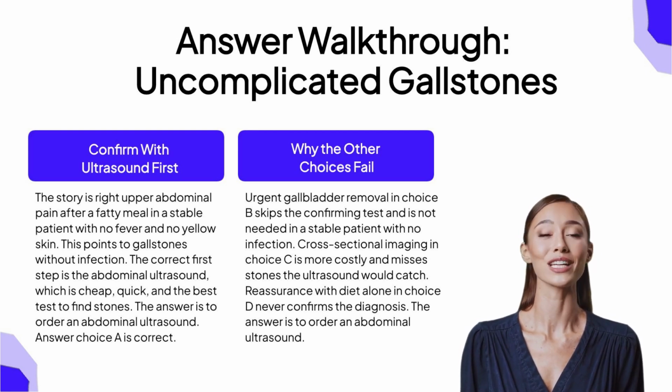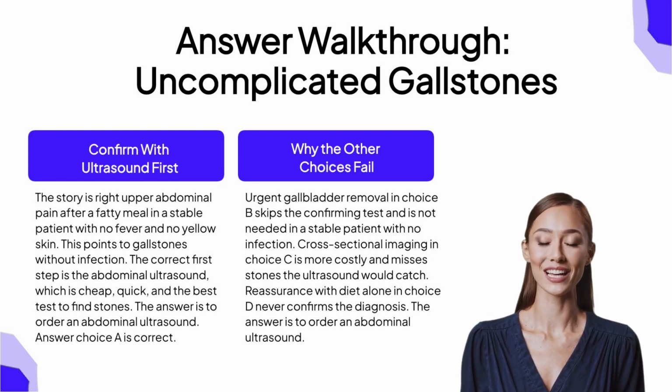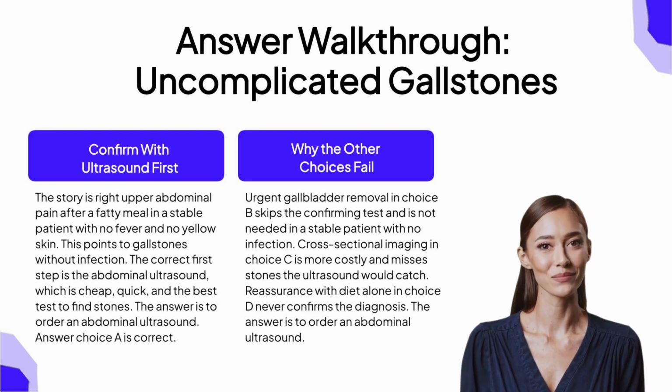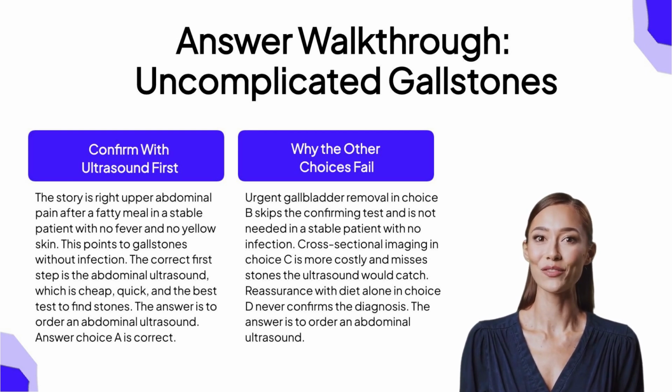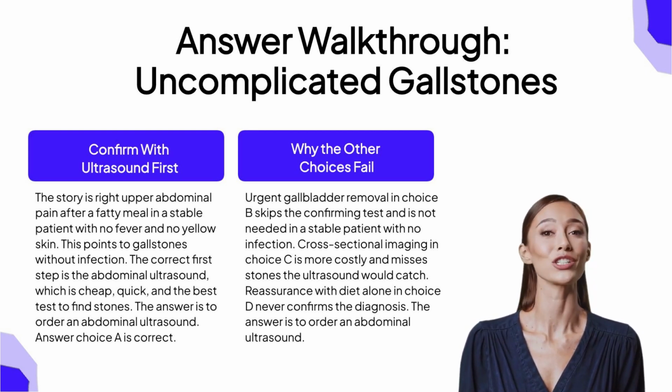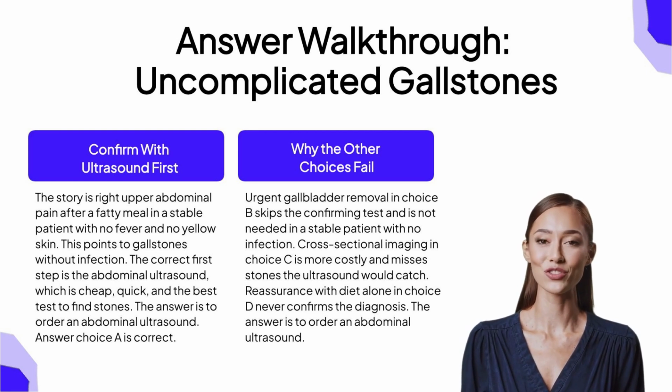Now, why the others fail. Choice B, urgent gallbladder removal, jumps to surgery in a stable patient with no infection and skips the confirming test. Choice C, cross-sectional imaging, is more expensive and less sensitive for gallstones than ultrasound. Choice D, reassurance with a low-fat diet, never confirms the diagnosis. The answer is to order an abdominal ultrasound.